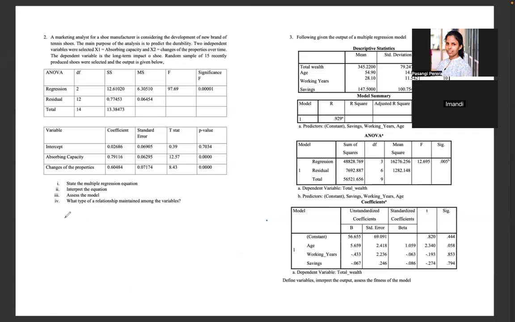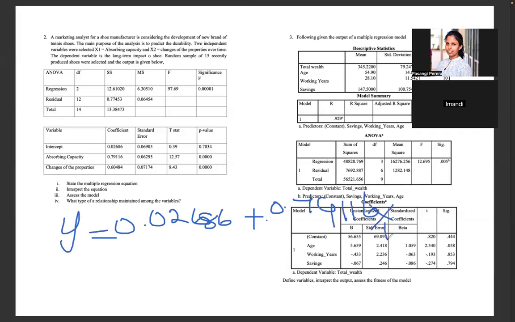Then you have to write it with the values. Y equals intercept 0.02686 plus beta 1, 0.79116 x1, plus 0.60484 x2. Yeah, nice. For x1 and x2, I put absorbing capacity and changes of properties. Next, interpret the equation.